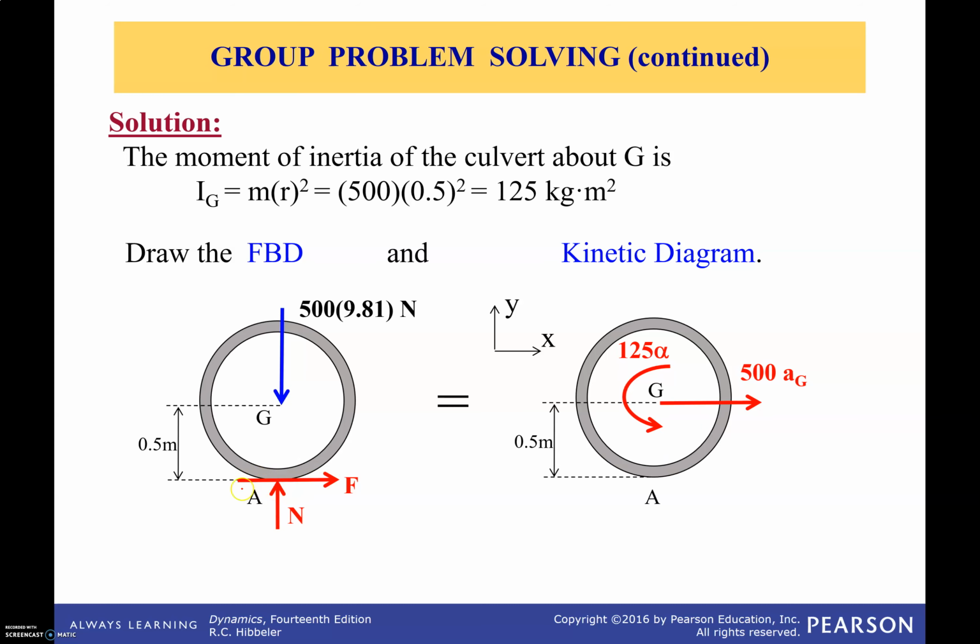And there's no slipping, so I'm going to assume that the friction is pulling the culvert that way. For the kinetic diagram, we have what? The acceleration of the center of mass times the mass. And we have the rotation, which is going to be the moment of inertia times alpha. The moment of inertia is mr squared. This is a simple cylinder, so that's 125 kilograms meter squared. So that's the first step, kinetic diagram and free body diagram.